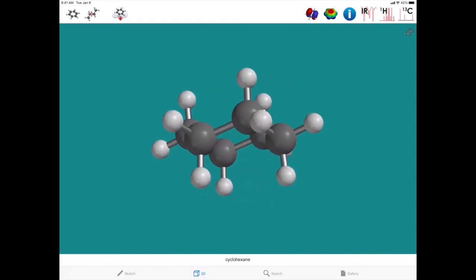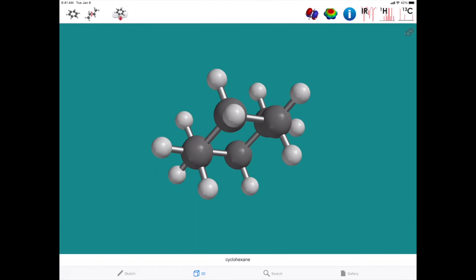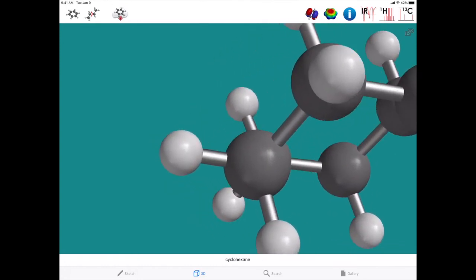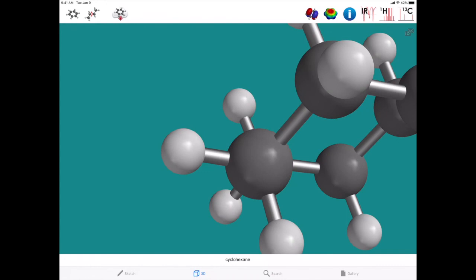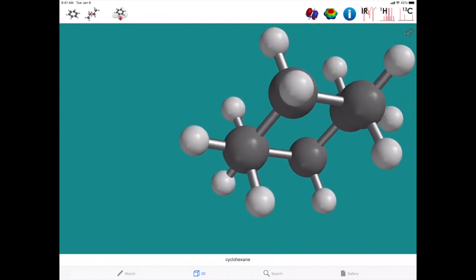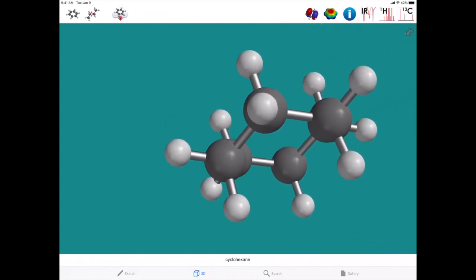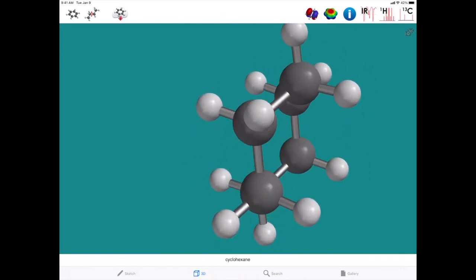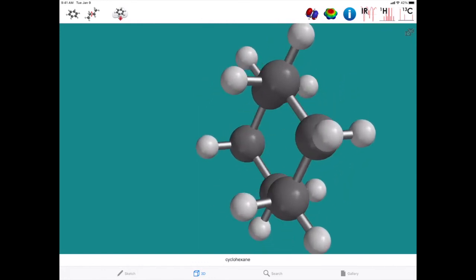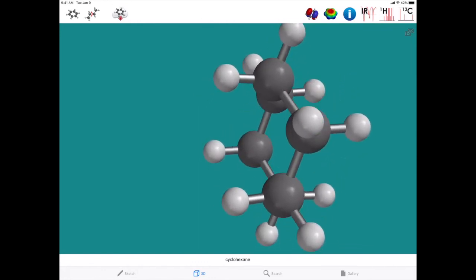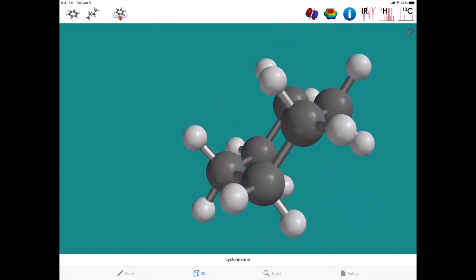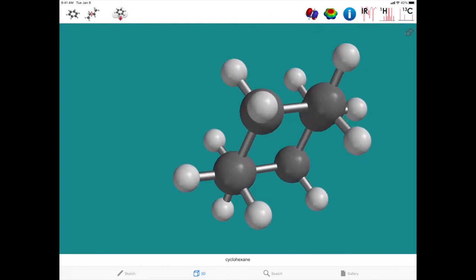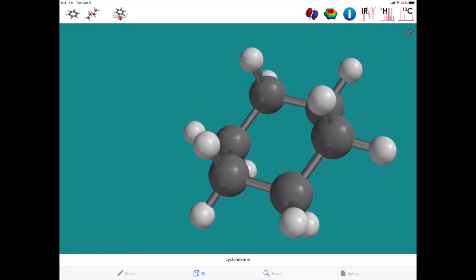Now, if we look down the carbon-carbon bonds, say this one, for example, notice that that's a staggered conformation. So there's no torsional strain there. And if we look down the rest of the carbon-carbon bonds one by one, we'll see that they are all staggered. And this is why cyclohexane has no torsional strain.